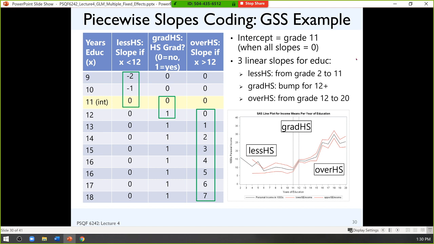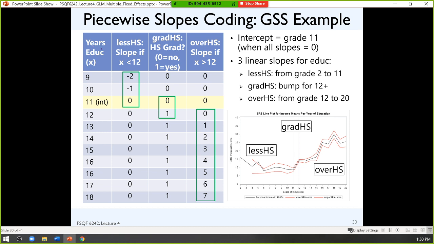So here's how I'm going to do that. I'm going to take my original predictor of education in years, and I'm going to carve it up and make three new variables. In your homework, you are going to do the same thing with experience playing mini golf, but you're only going to carve it up into two slopes. So it's a little bit simpler than this example.